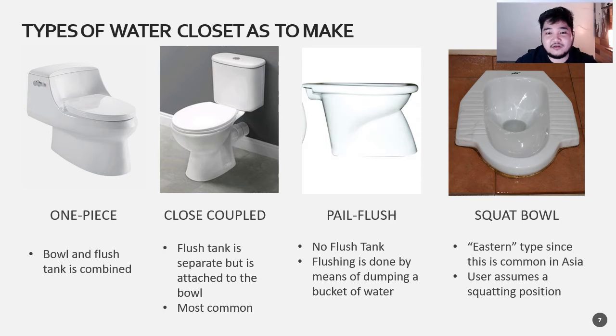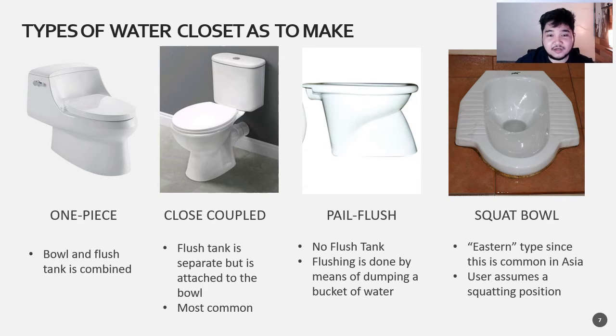The one piece water closet, as the name suggests, is one piece. So this is a water closet fixture manufactured with a bowl and flush tank molded into a single unit. If I've not previously stated, the water closet is usually composed of two parts, the bowl itself and then the flush tank. So when we say one piece, the flush tank and the bowl are molded into one, so it appears more of a single unit instead of two separate units.